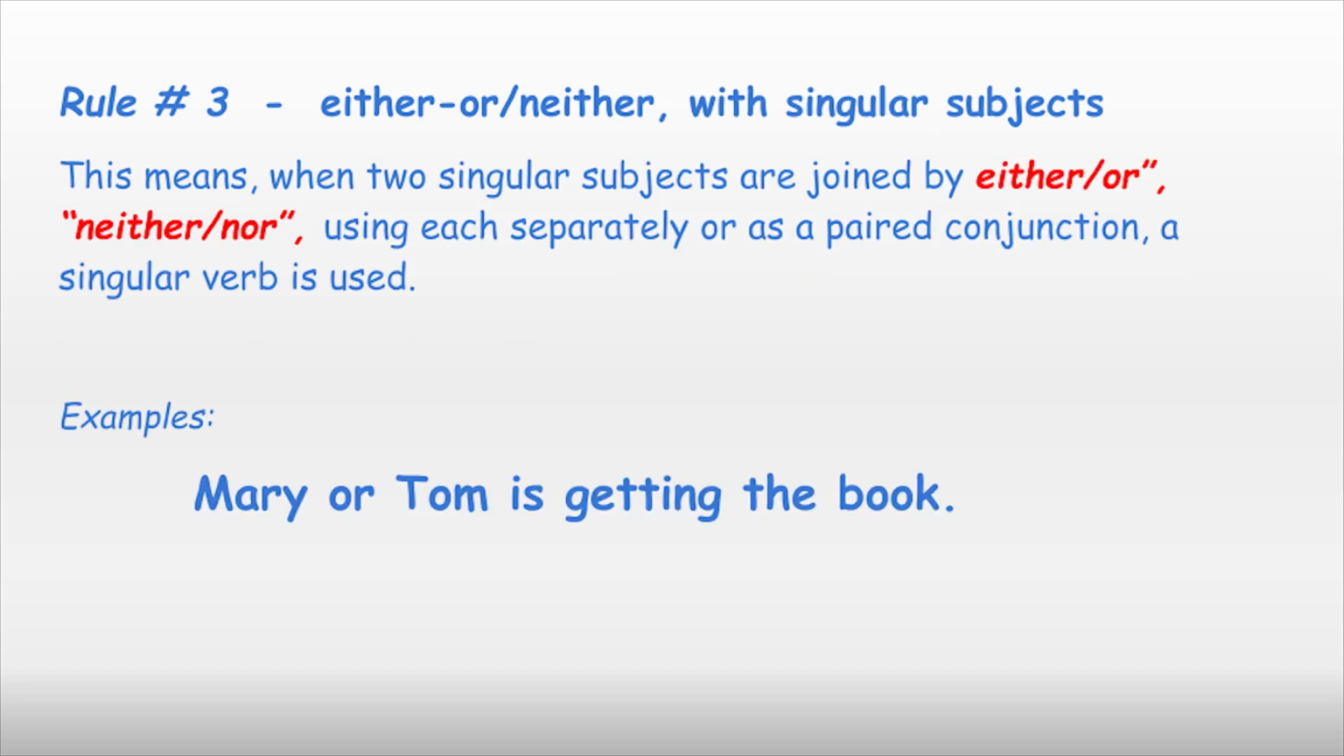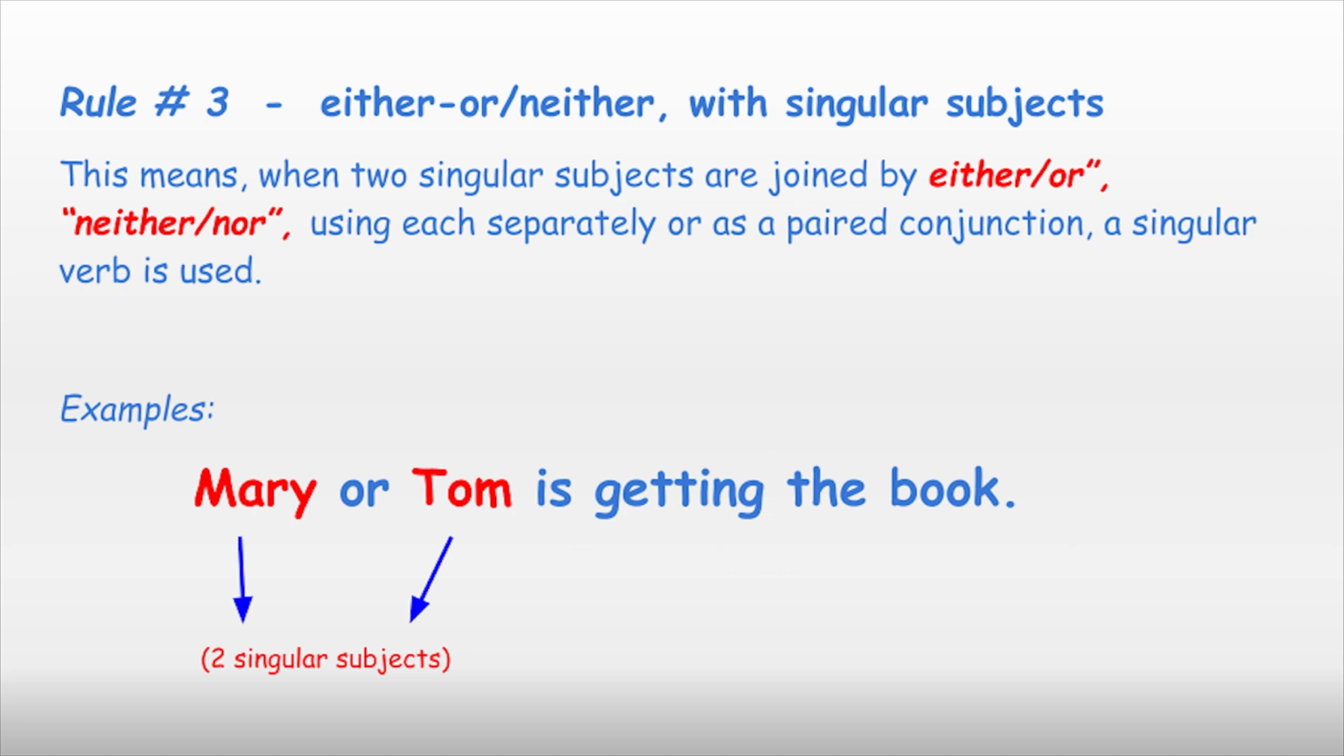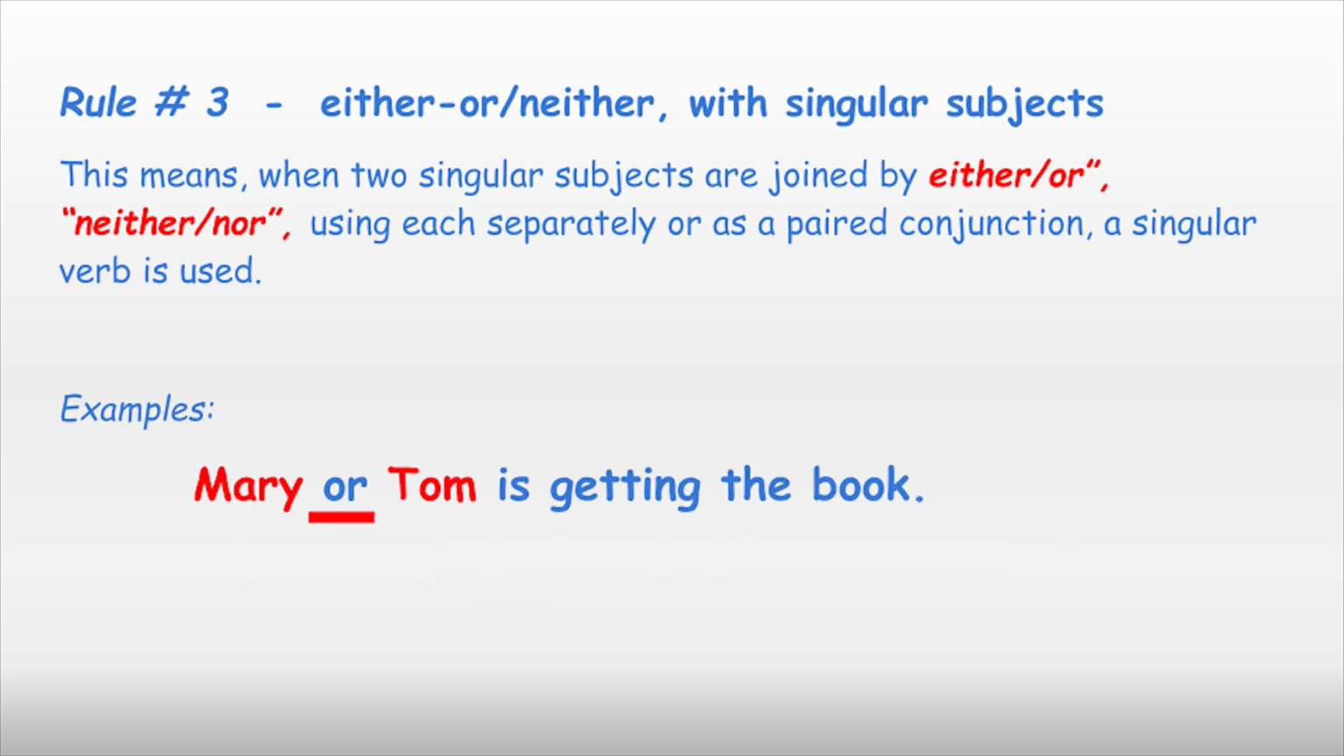Let me explain in this example. Mary or Tom is getting the book. Or we could say, either Mary or Tom is getting the book. In this sentence, we have two singular subjects, Mary and Tom. But the conjunction or tells us only one is getting the book, Mary or Tom. So we use a singular verb, is.